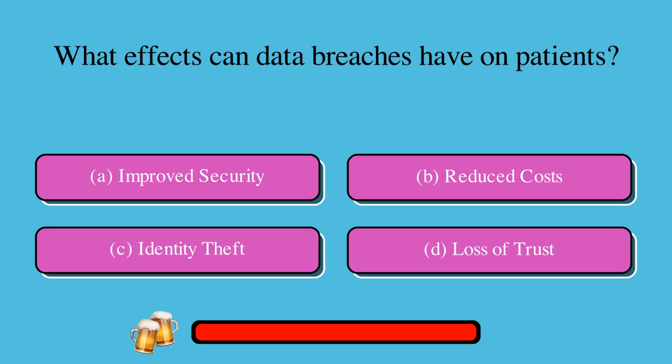What effects can data breaches have on patients? A. Improved security, or B. Reduced costs, or C. Identity theft, or D. Loss of trust? The correct answer is D, loss of trust.